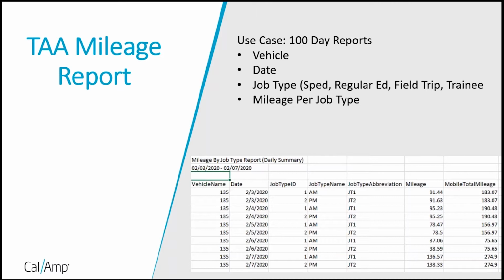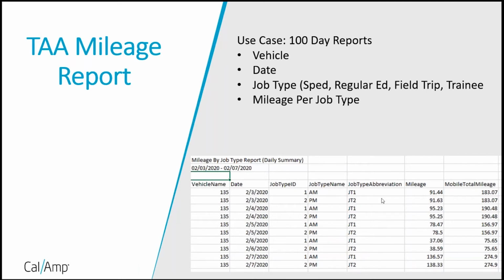The use case I have here is for the 100-day reports. But we can also use these for different COVID signals moving forward. If there's certain things coming down from the government, you could have a job type be a COVID job type with a different abbreviation. That would either send it to your payroll for different types of pay, like hazard pay, or it can be for district notice that this bus is doing something during COVID, and you want to differentiate that from your SPED and regular ed miles, and so forth.